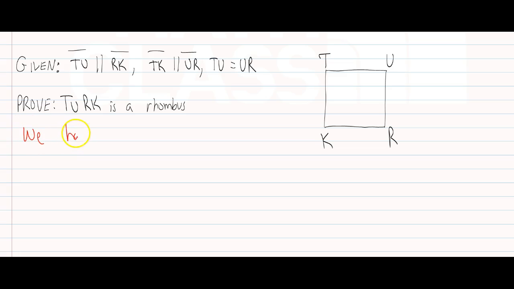Here's an example of proving that something is a rhombus. First of all, we have the given, and since TU is parallel to RK and TK is parallel to UR, we can say that using the definition of a parallelogram that TURK is a parallelogram. And since it's a parallelogram, and we have consecutive sides TU and UR that are equal to each other, then we can conclude that TURK must be, in fact, a rhombus.